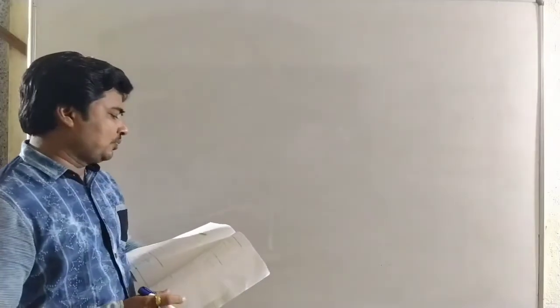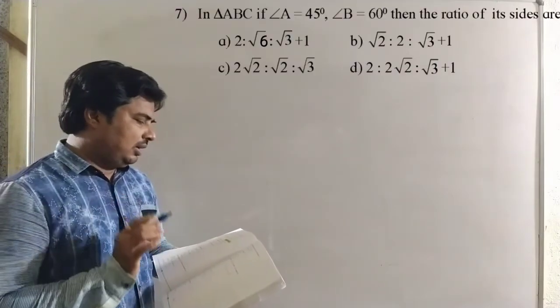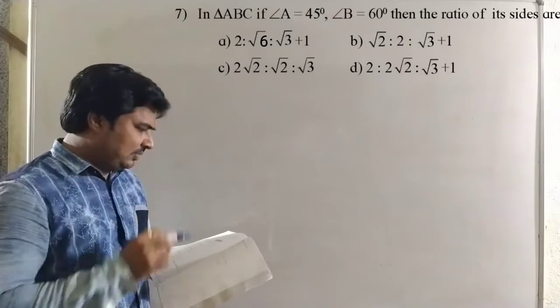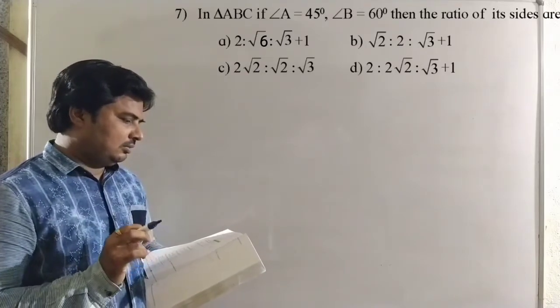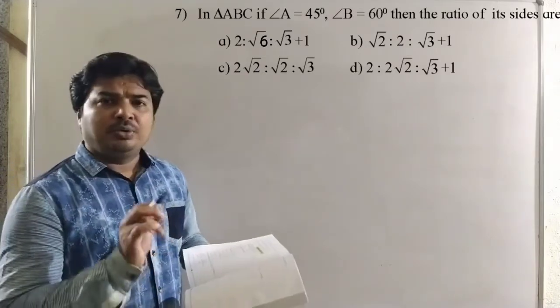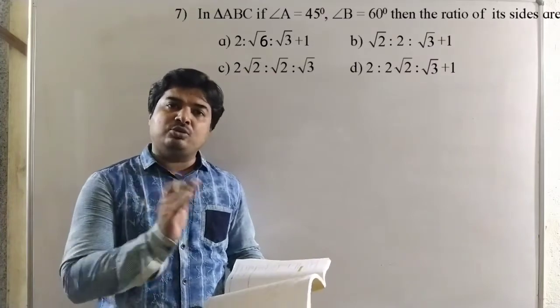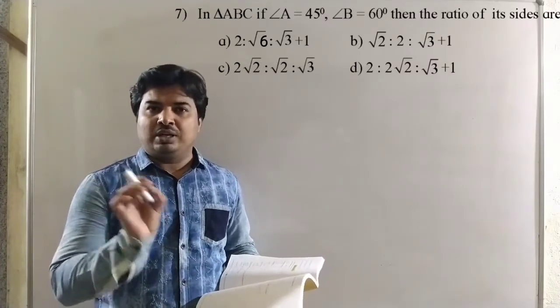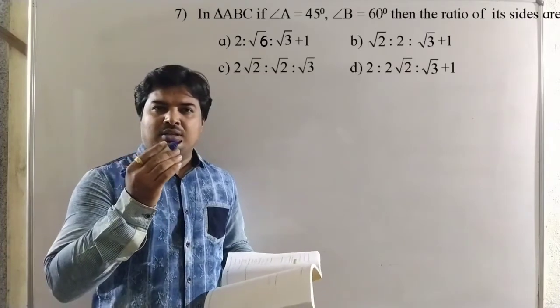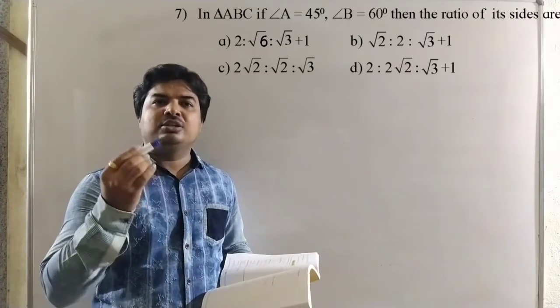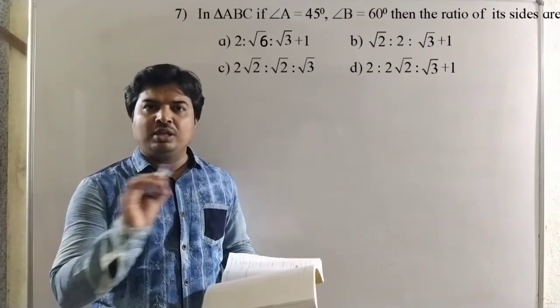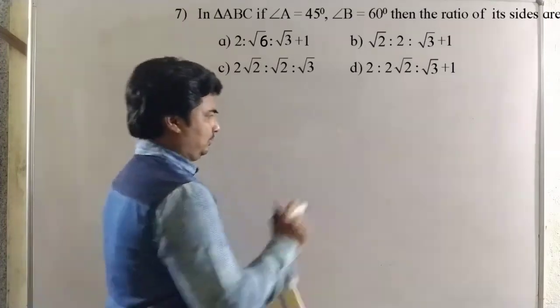see carefully this. In triangle ABC, if angle A is equal to 45 degrees and angle B is equal to 60 degrees, then the ratio of its sides. When we find the ratio of the sides of the triangle, here we use the sine rule. The sine rule is a upon sine A is equal to b upon sine B equal to c upon sine C. Here small a, b, c.